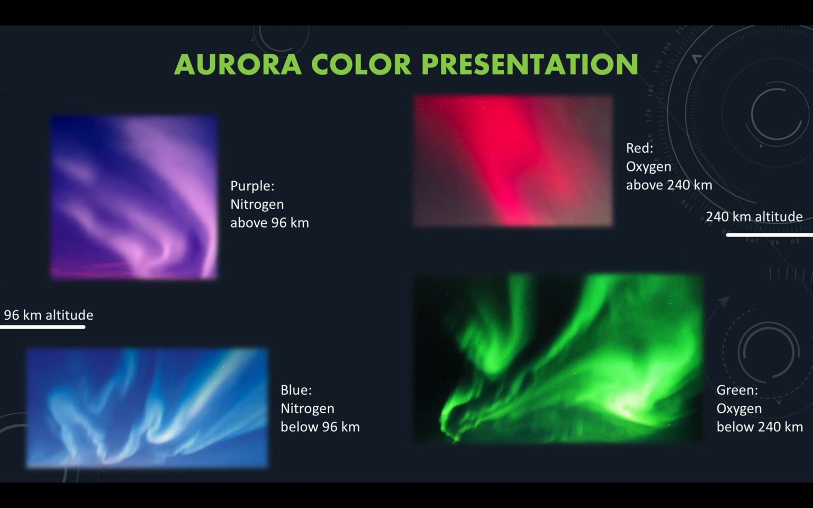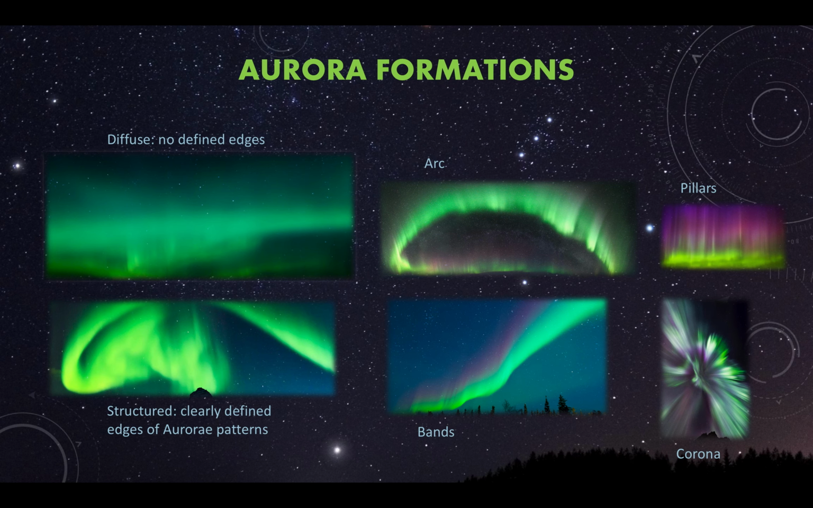Depending on the altitude of the nitrogen or oxygen, it will determine the color of the aurora. So purple means the nitrogen is above 96 kilometers, and blue means that nitrogen is below 96 kilometers. Red means that oxygen is above 240 kilometers in altitude, while green means that oxygen is below 240 kilometers in altitude. So there are also different formations.